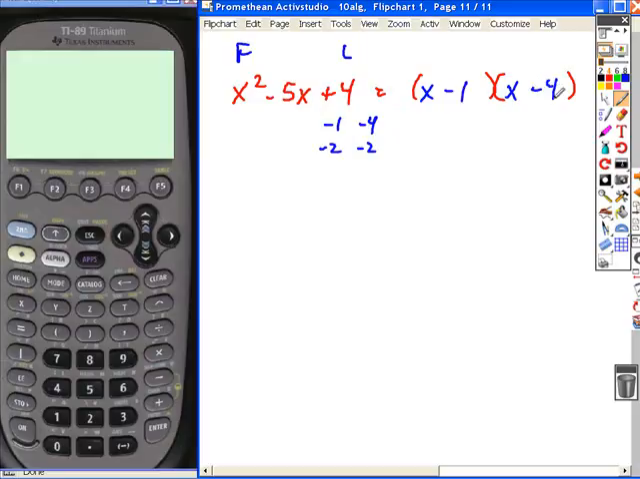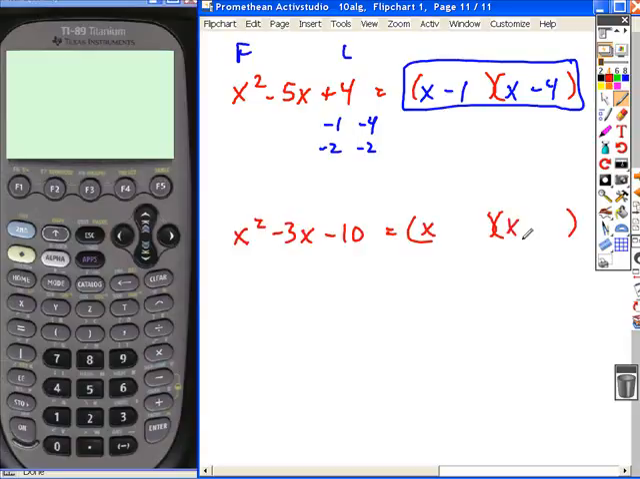-1, -4, and so that would be your factors. So here your first terms are x's, your last terms are two factors of -10 whose sum is -3. Since the product is a negative, the signs will be opposite, so you're looking at -1 and 10. Well, again, you can limit your possibilities by noticing the sum of the terms has to be negative.